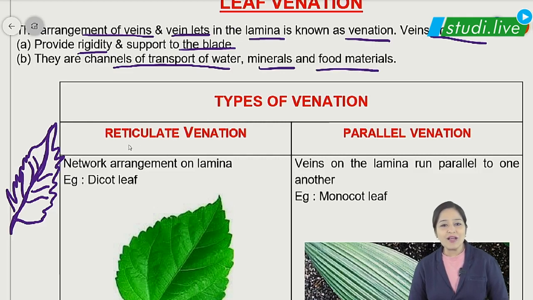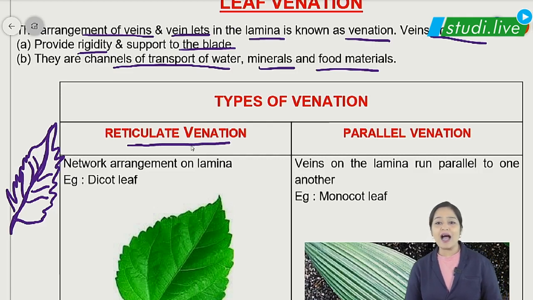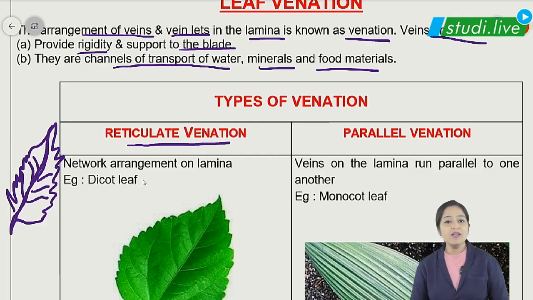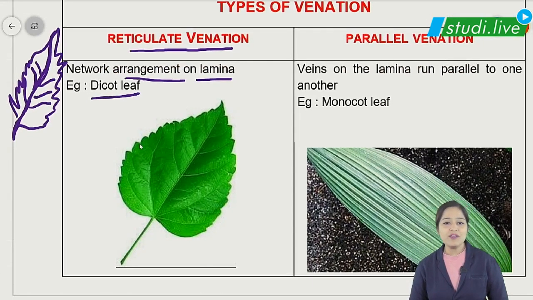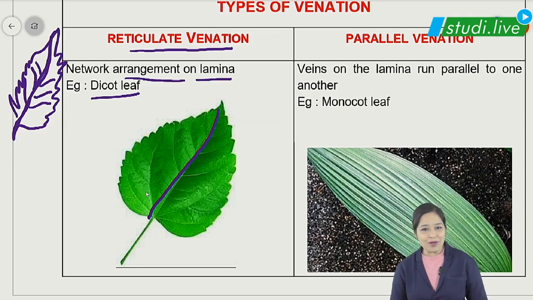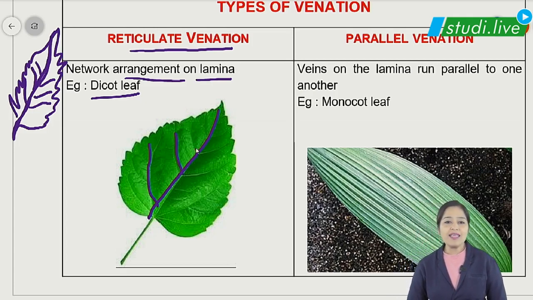So when we say reticulate venation, it means these veins and veinlets form a network. So this is the network arrangement on the lamina. An example is the dicot leaf. Here in this dicot leaf we can see the main vein, which is known as the midvein, the main prominent vein. The branches which come from it are called the veinlets.